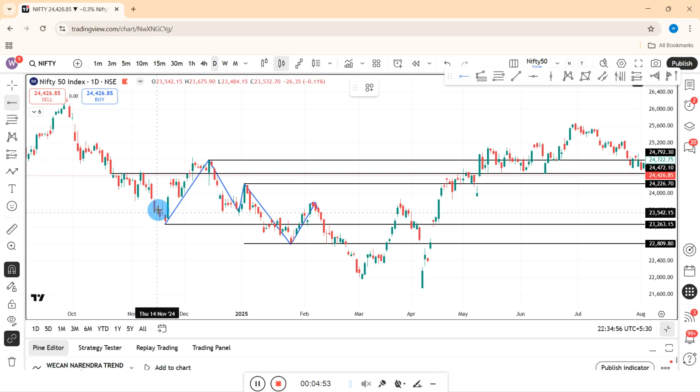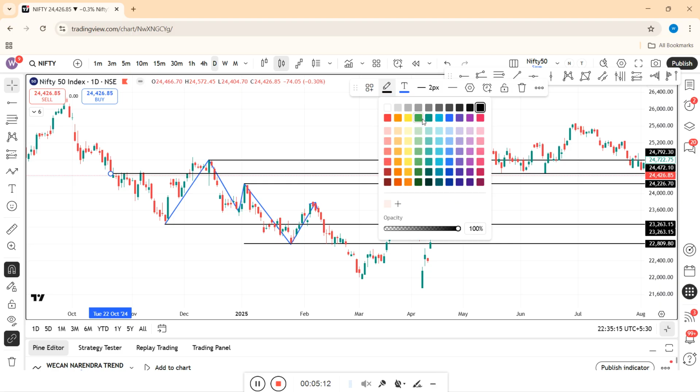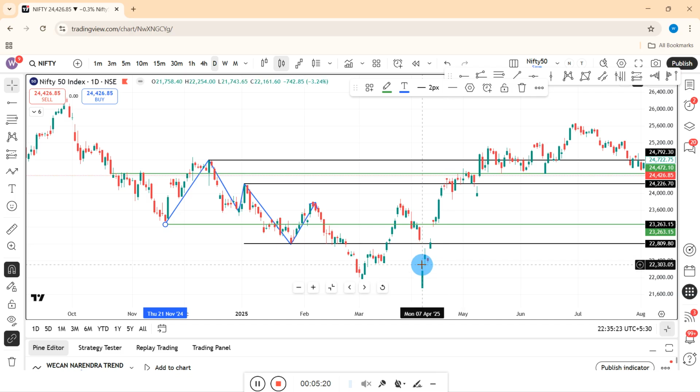Similarly on the support side also we can see multiple times where it got rejected. The same way, like here I'm marking. I change this to a green color. This is also green color. See, it's coinciding, like even the first method and second method are getting merged.